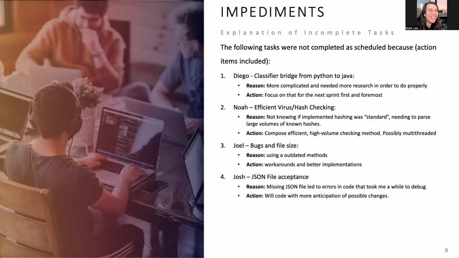Going over team impediments, Diego needs to work on building a bridge from Python into Java due to most of the team members working primarily in Java. Noah is working on getting a more efficient virus and hash checking system. Joel is working on general bug fixing and trying to reduce file size. And Josh needs to work on a JSON library to import everything into Java.